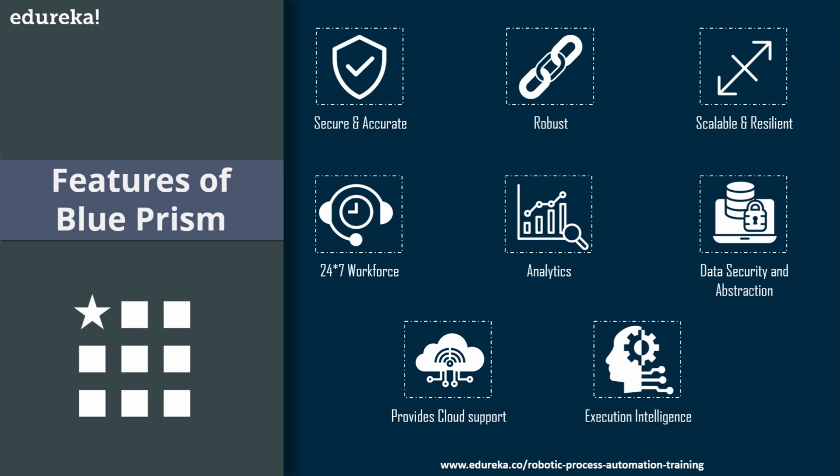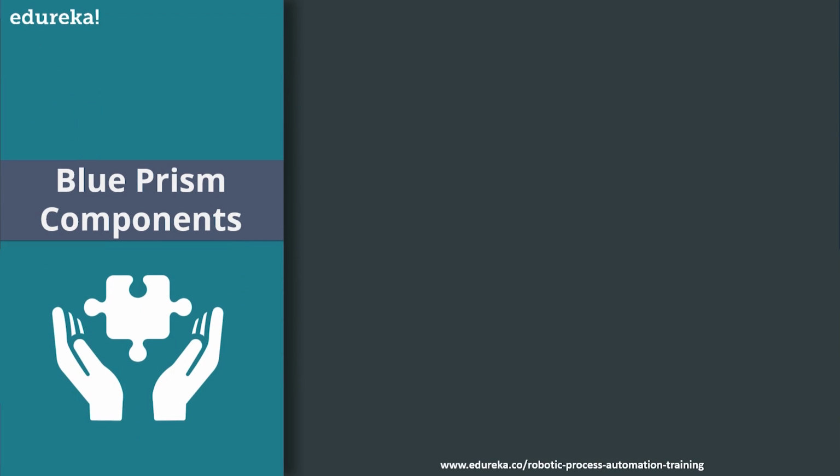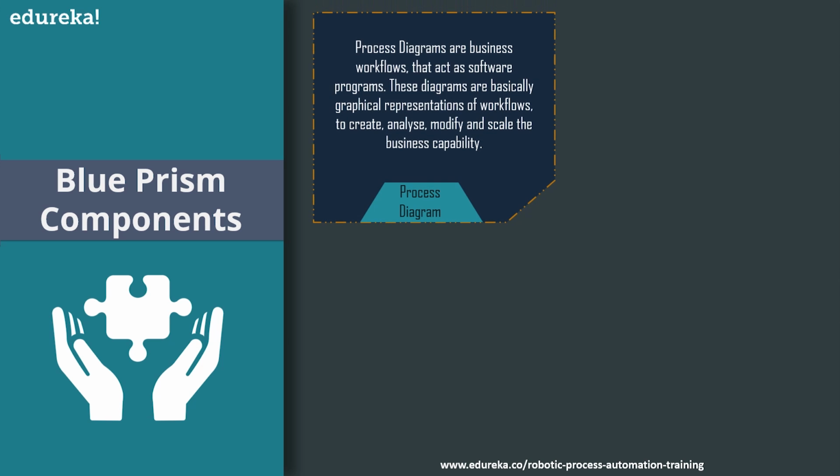So now that you know so much about Blue Prism, let me just quickly cover the main components of Blue Prism. So, well, there are mainly four components of Blue Prism that you need to understand. That is the process diagram, the process studio, the object studio, and the application modeler. Process diagrams are basically business workflows that act as software programs.